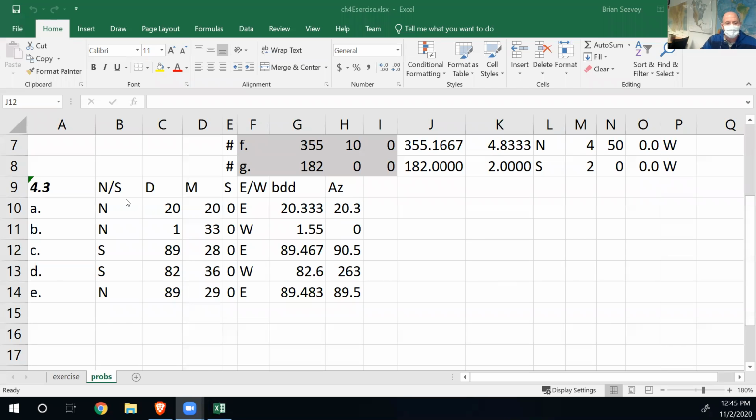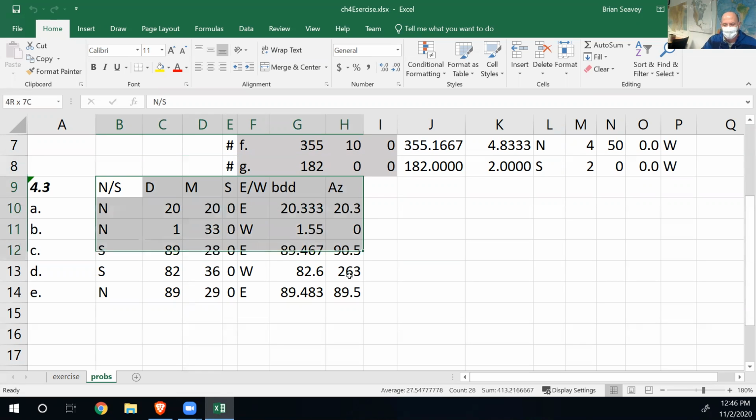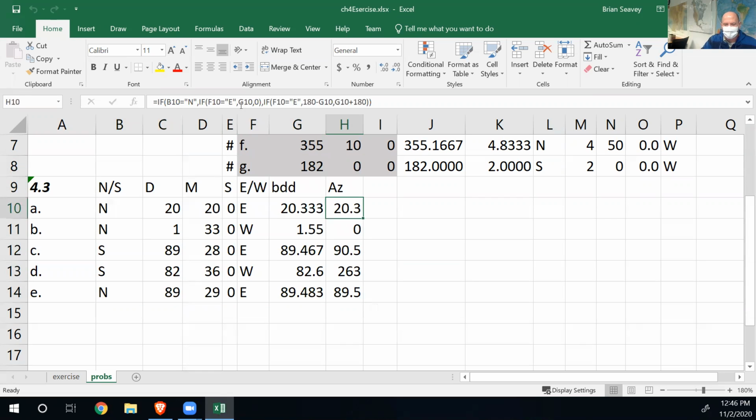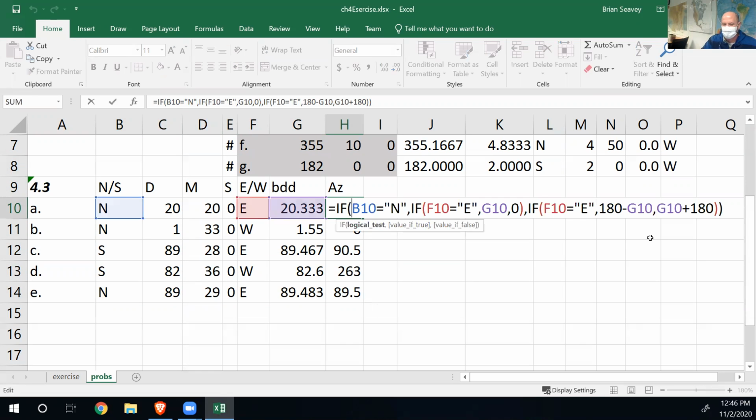Okay, so yeah, this is converting bearing, and we get the bearing decimal degree, and we convert it to azimuth, right? And we used this if statement, right? That was that real nice confusing if statement.